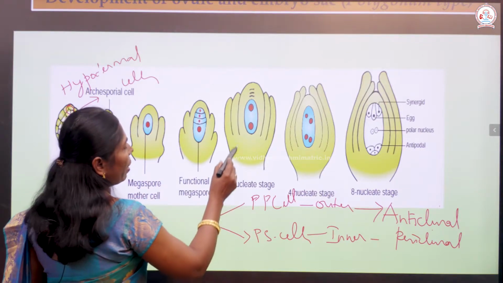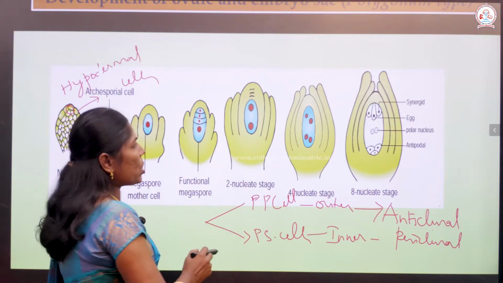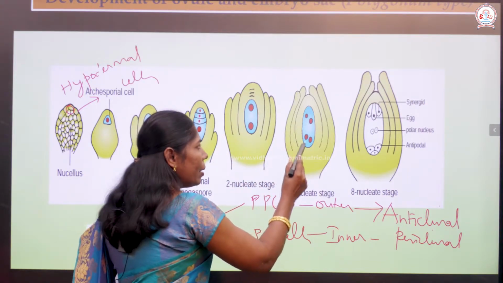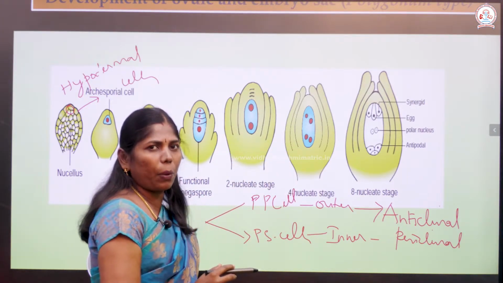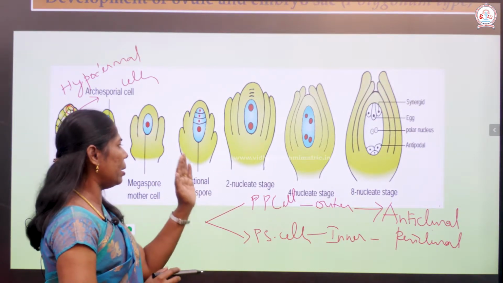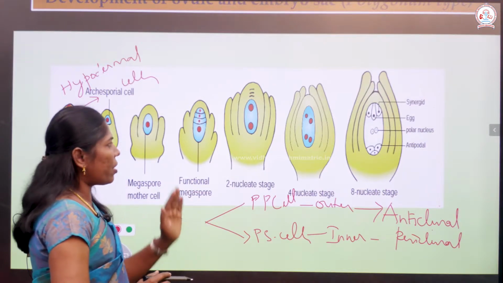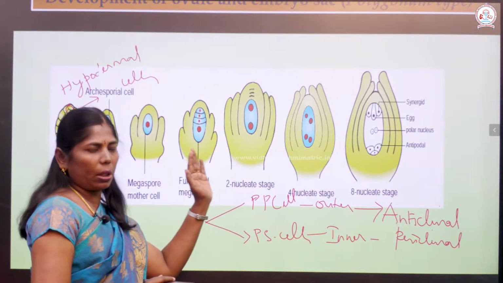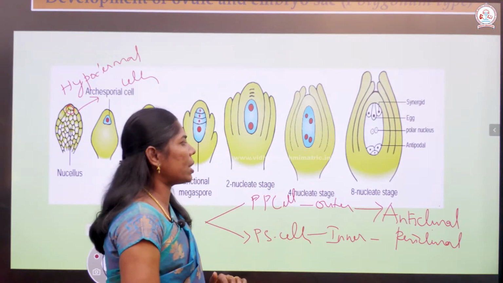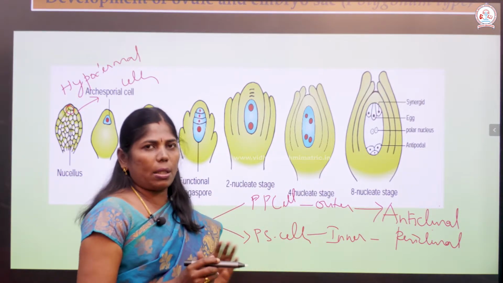The functional megaspore undergoes mitotic division to form 2 haploid nuclei, which again undergo another mitotic division to form 4 haploid nuclei. So 3 times the mitotic division occurs in the functional megaspore. The first time gives rise to 2 daughter nuclei, next the 4-nucleate stage, and finally the 8-nucleate stage.